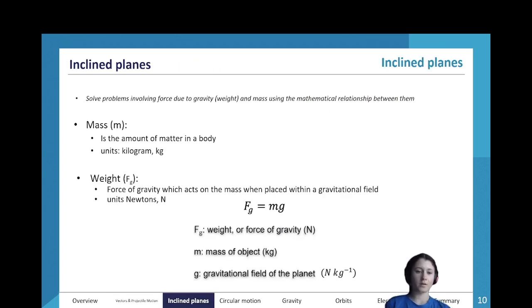Alrighty, let's move on to our next topic, which is inclined planes.